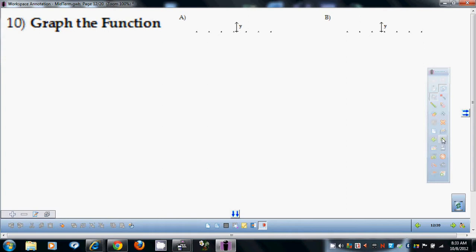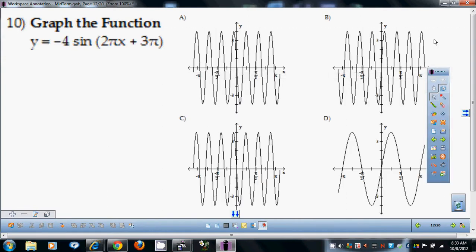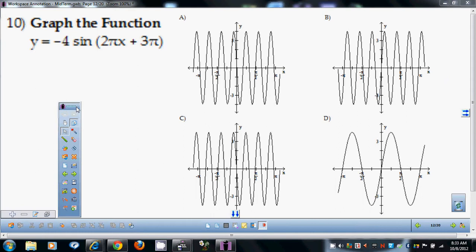Amplitude, period, phase shift, vertical shift. That's right. That's the kind of thing we're going to need to know. Alrighty. Amplitude is what? 4. Amplitude is 4. Now all of these have the same amplitude, so unfortunately that doesn't help us.